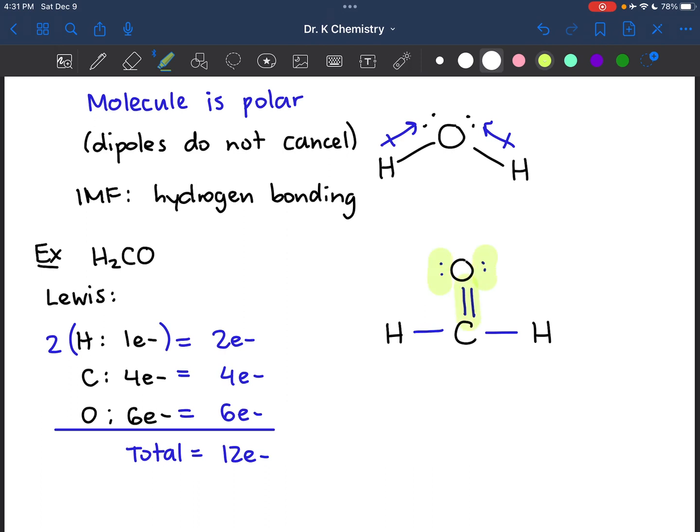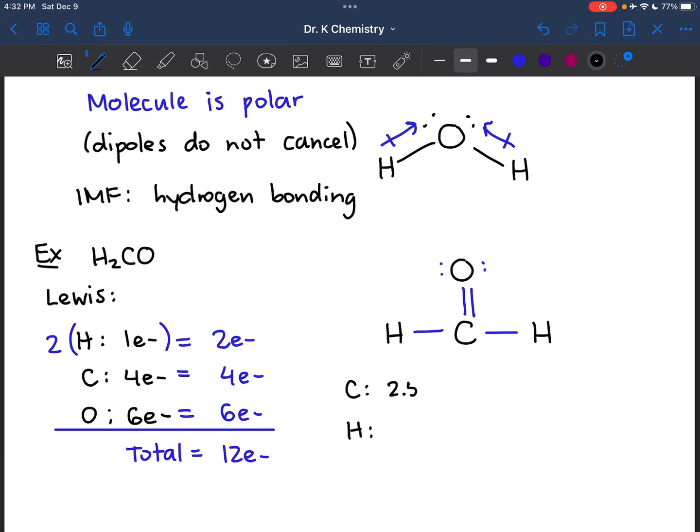Now, oxygen has access to 8 valence electrons, carbon has access to 8 valence electrons, and each hydrogen has access to 2. So that would be the Lewis structure of the molecule. Now that we have that information, we see that there are 2 different types of bonds here. There is a CO bond, and there is a CH bond. So we need to determine whether each of these is polar or nonpolar.